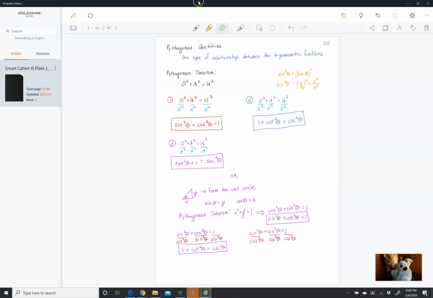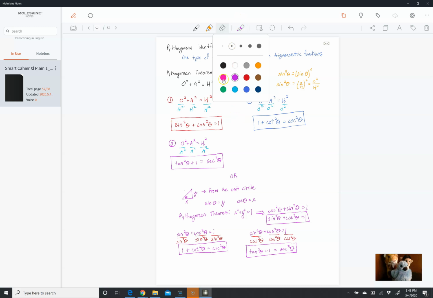Okay, and in this case, sine squared over cosine squared is tangent squared. Cosine squared over cosine squared is 1. And 1 over cosine squared is secant squared. Notice in the Pythagorean identities, every trig function is squared. Okay, that's a part of the relationship. And just keep note that this is not the only way to write sine squared theta plus cosine squared theta.